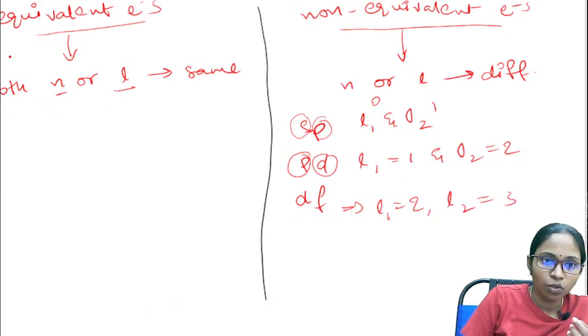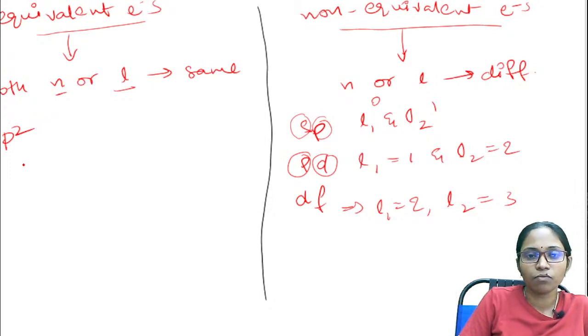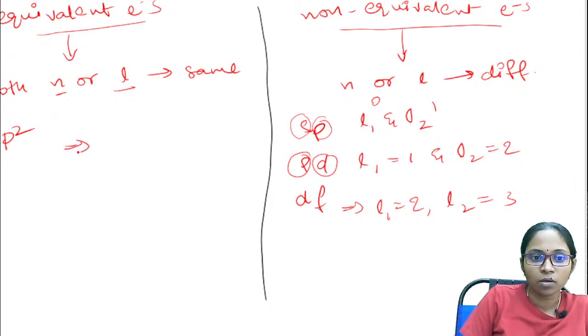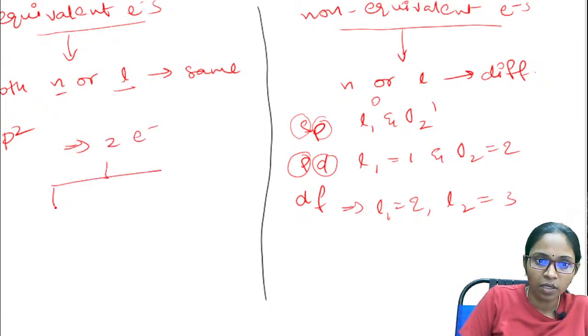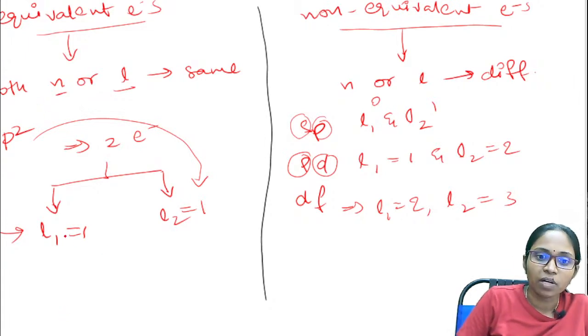Coming to equivalent electrons, for example, I have p square. Nothing but in p orbital we have two electrons. For two electrons we will have l1 value and l2 value, l1 for one electron and l2 for another electron. Therefore here l1 is 1, because this electron lives in p orbital, and the second electron also lives in p orbital. Therefore l2 value is also 1. So in the equivalent case l values are the same, and in the non-equivalent case l values are different.